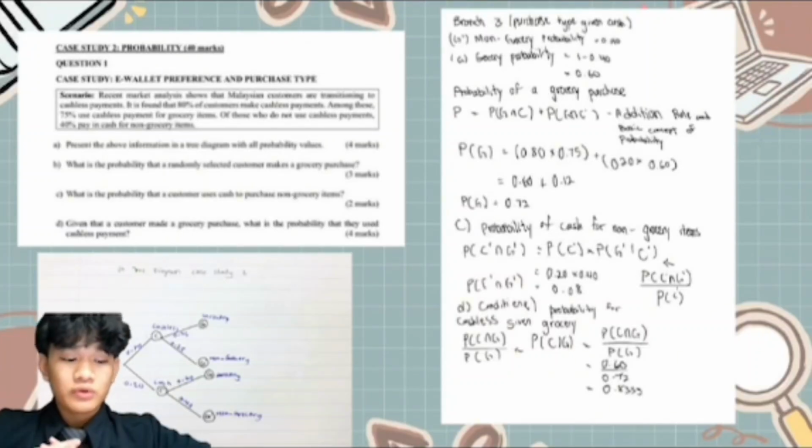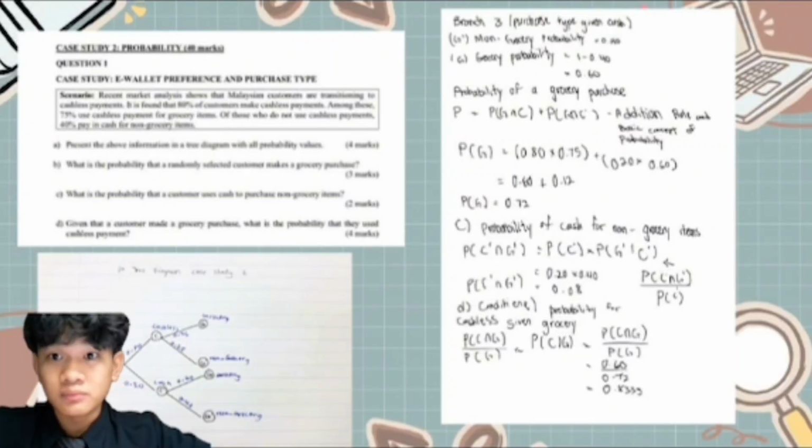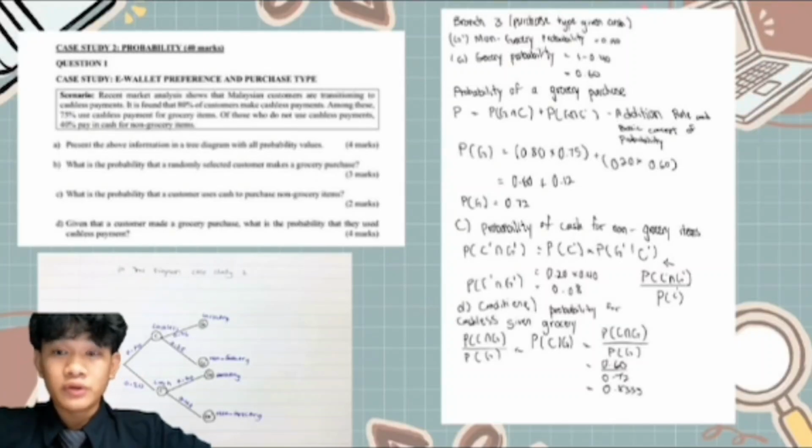For part C, the probability of a customer using cash to purchase non-grocery items is 0.08, because we multiply the cash and non-grocery probabilities, so we get 0.08, which is 8%.